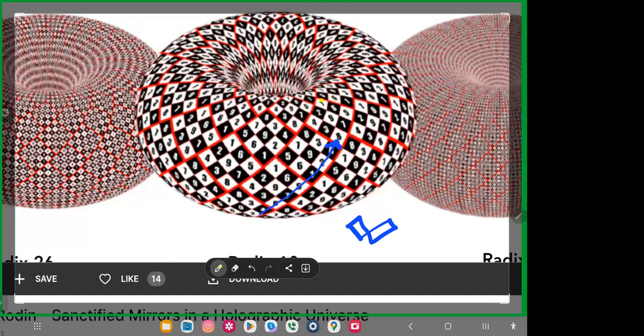But there is another circuit, 1, 2, 4, 8, 7, 5, going down to the left.